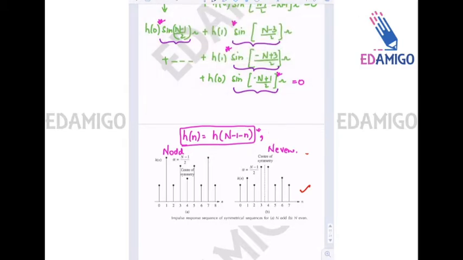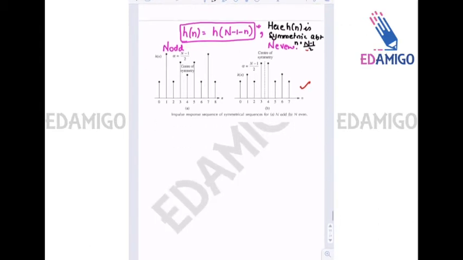so here Hn is symmetric about n equal to capital N minus 1 divided by 2. So this is a very important conclusion, that for symmetricity, the FIR filter impulse response should be symmetric about capital N minus 1 divided by 2.